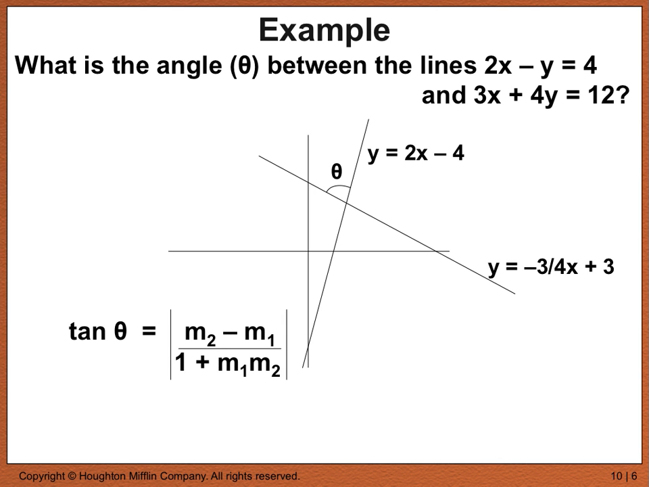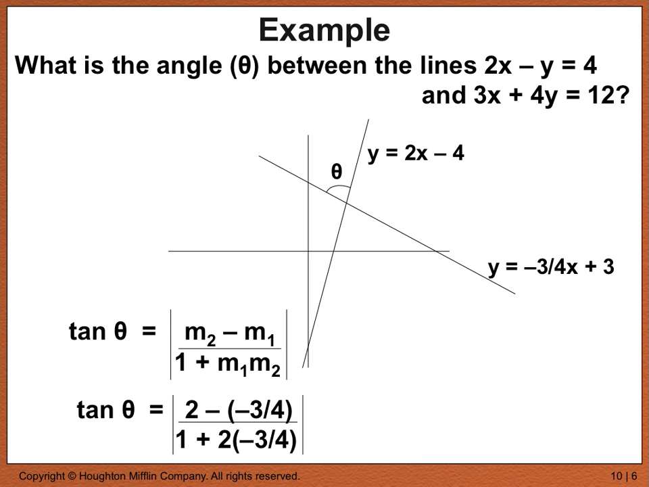So the tangent of theta equals the absolute value of m2 minus m1 over 1 plus m1 m2. The tangent theta equals, filling in just the different givens, we know that if I'm calling this my m2, then this would be 2. And if I'm calling this my m1, then this would be negative 3/4. But it really doesn't matter what you call m2 and m1.